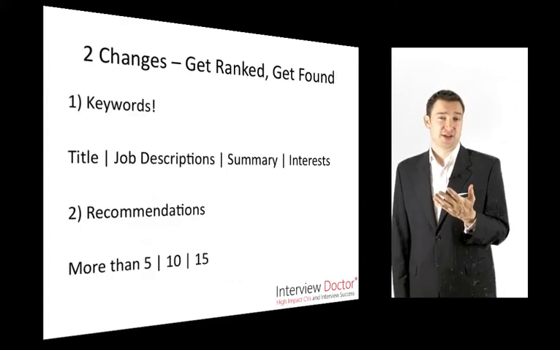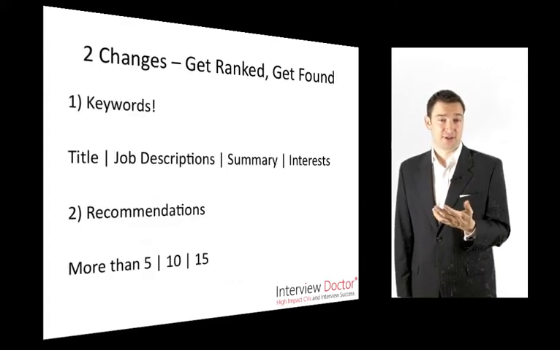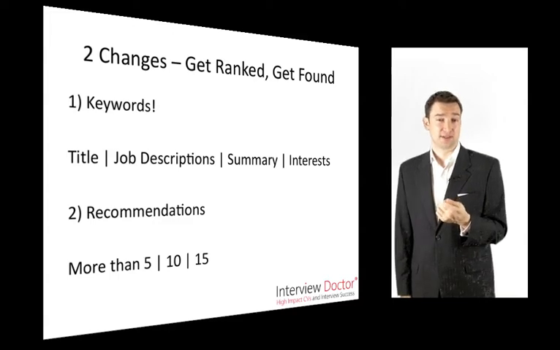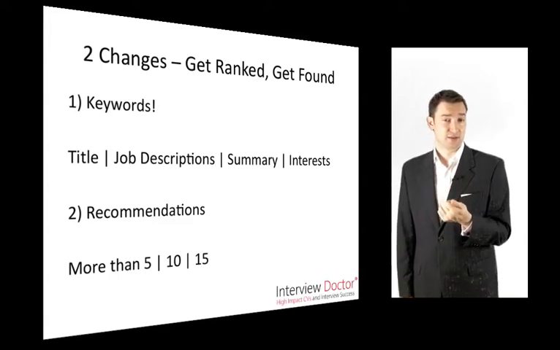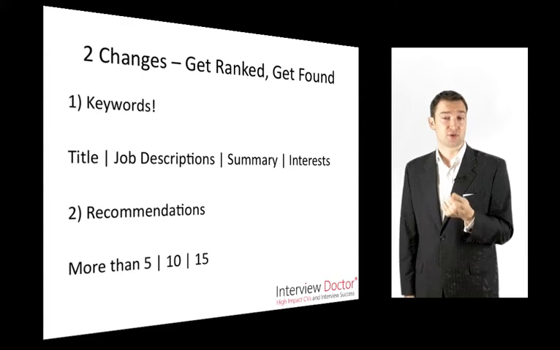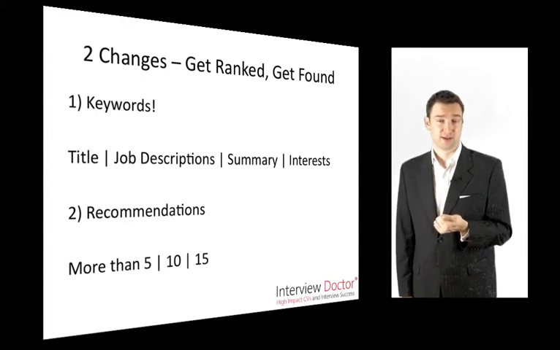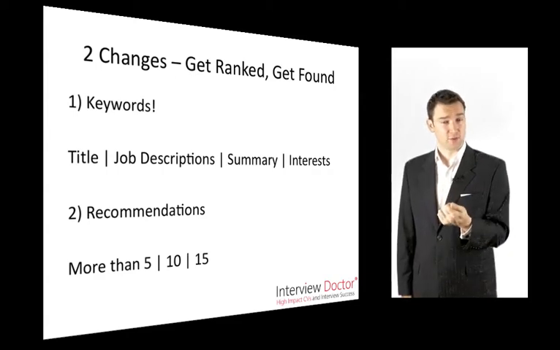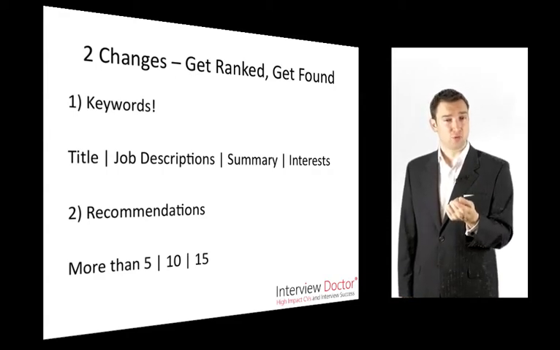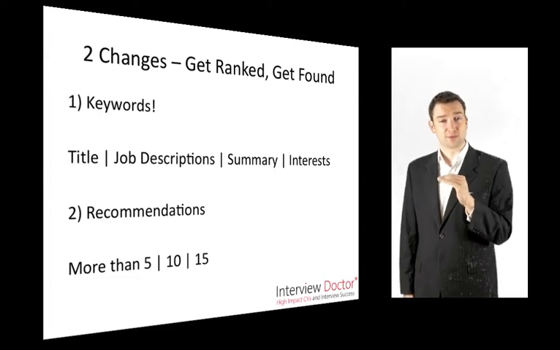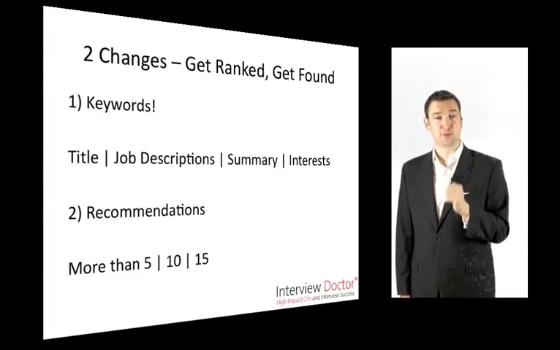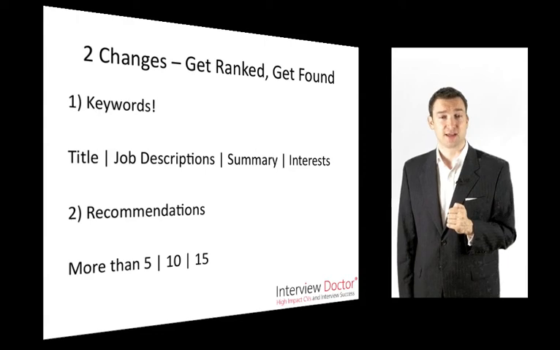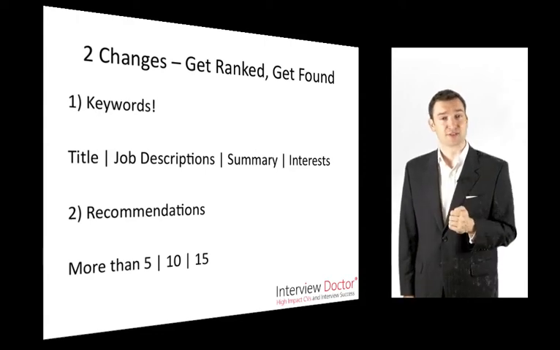Here are two changes that you can use to get ranked and get found. First off, put the right keywords into your job title, your job descriptions, your summary, and your interests. These will help you get ranked. Also, you can use recommendations. If you've got more than 5, it will help. But if you've got more than 10 or more than 15, the algorithm gives you even greater value and it will push you further up the ranking so you can get found for the keywords you've selected.